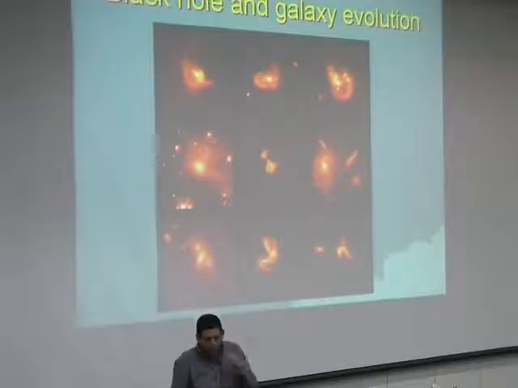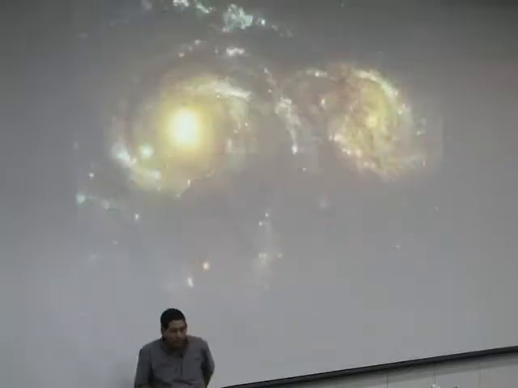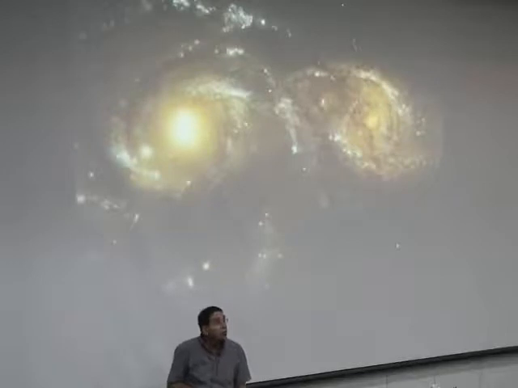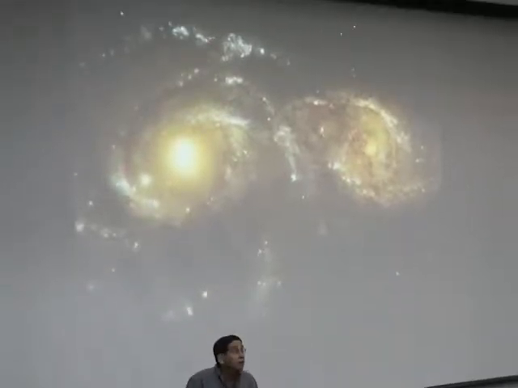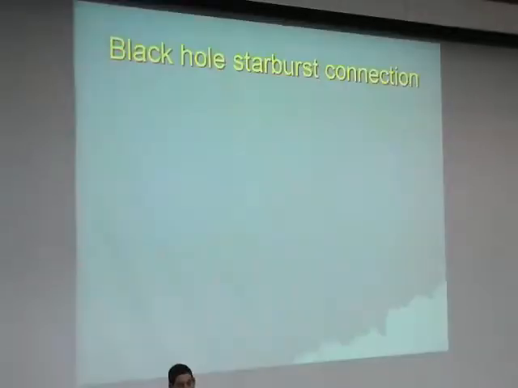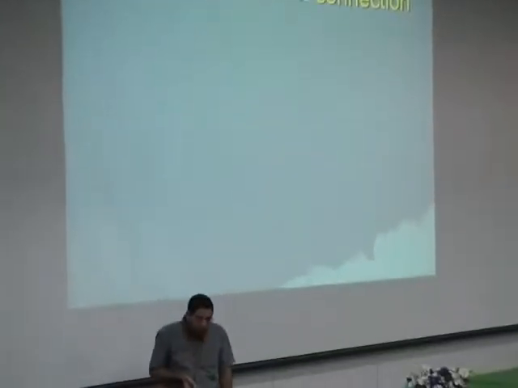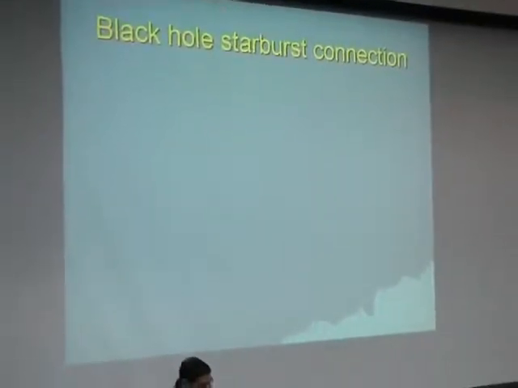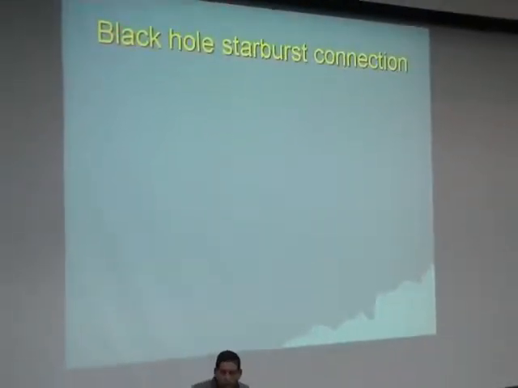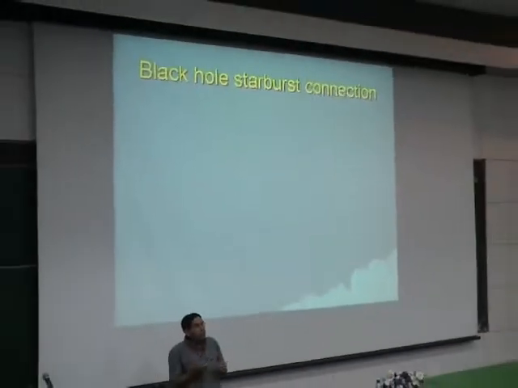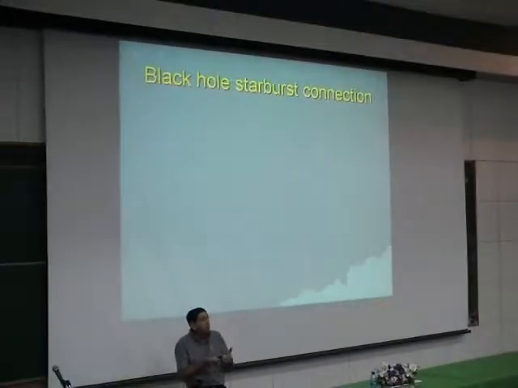So here are some examples that show you that galaxy collision is in fact very common. Here is another pair of galaxies colliding. It'll take them much longer because they're very far away, but eventually they will collide, and if there is a black hole in the center of each, which we believe, the two will merge. So this brings me to maybe the last major topic in my talk, which is the connection between galaxy mergers and now not black holes, but star formation.